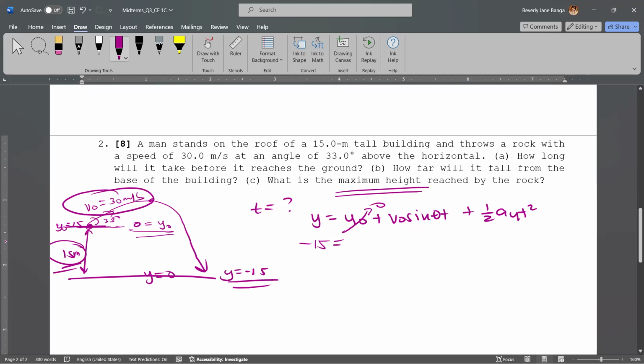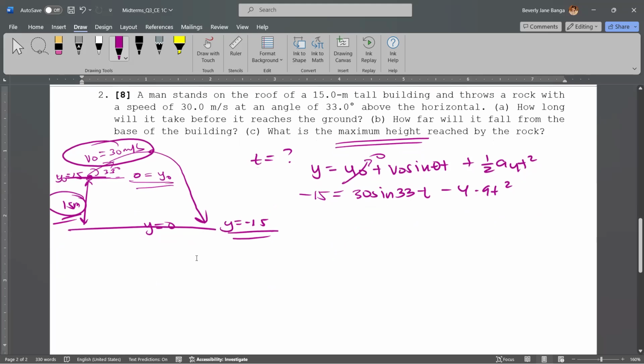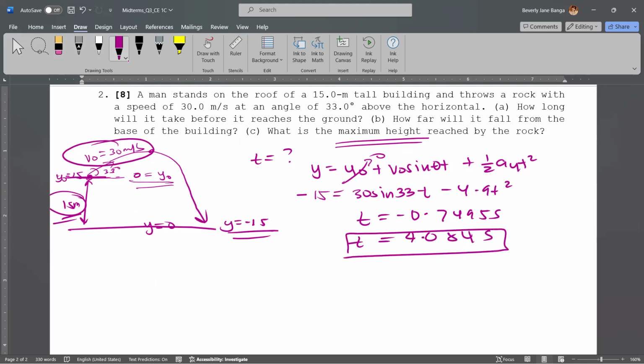So I have negative 15 equals 30 sine 33 times t minus 4.9 t squared. You can plug this into the calculator right away and you'll get a value. The struggle is if you made the 15 positive, you'll get an imaginary answer, because it should be negative. So this will give us negative 0.7495 and t equal to 4.084 seconds. The final answer: t is equal to 4.084 seconds.